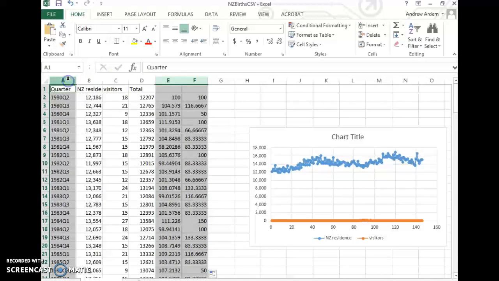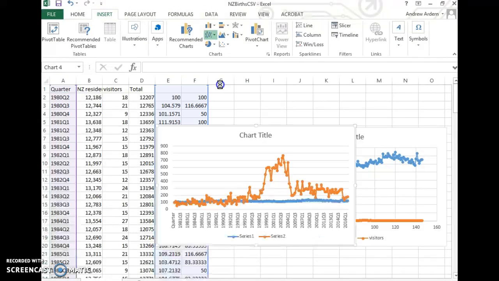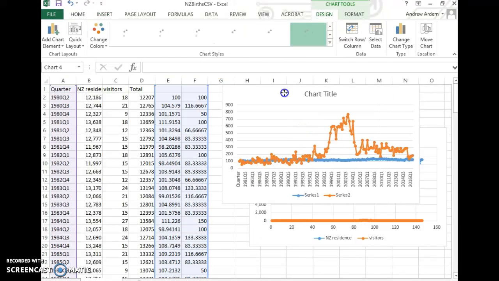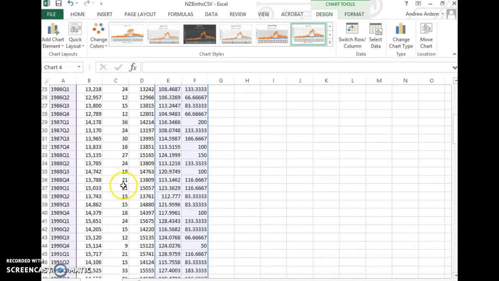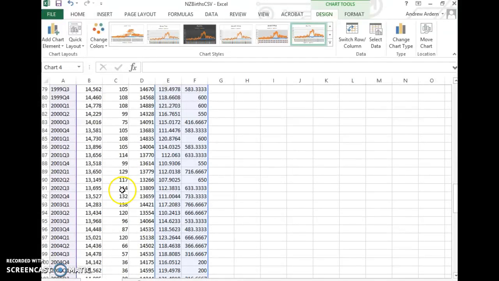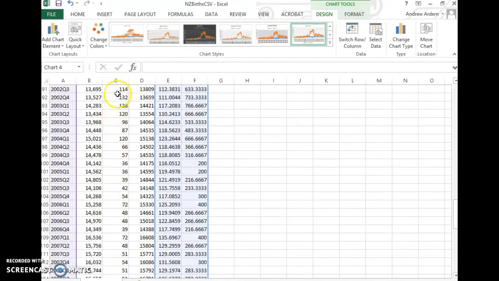So this is 2 relative. You highlight 3 columns, insert graph. Now we've got something interesting to talk about. 900% or 800% increase relative to the first value for series 2, which is the visitors in New Zealand. So in 2001 to 2003, if you were doing this one, 2001 to 2003, look at these numbers here.